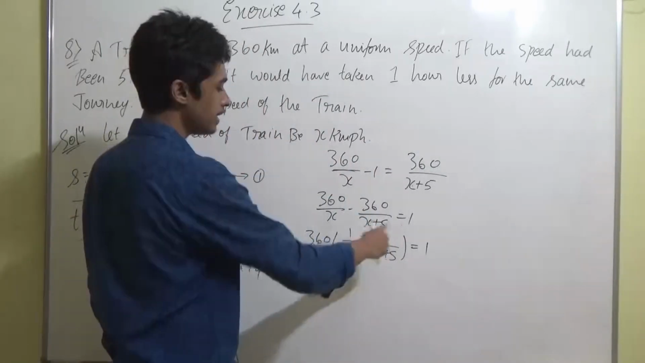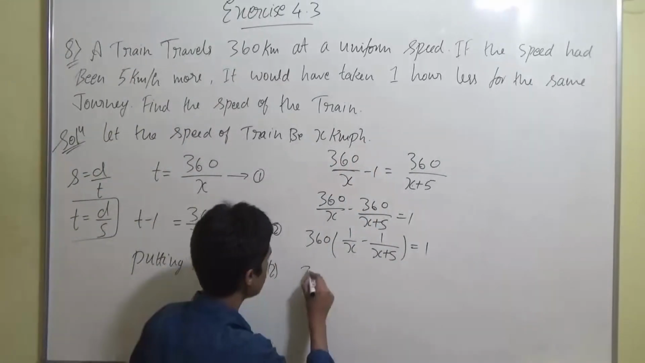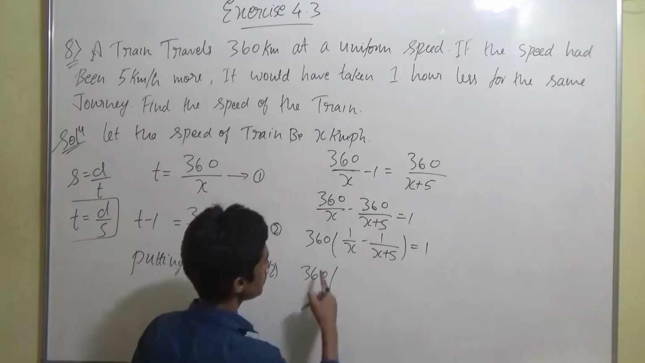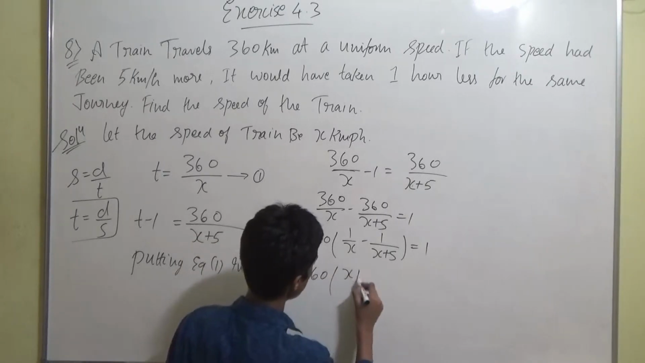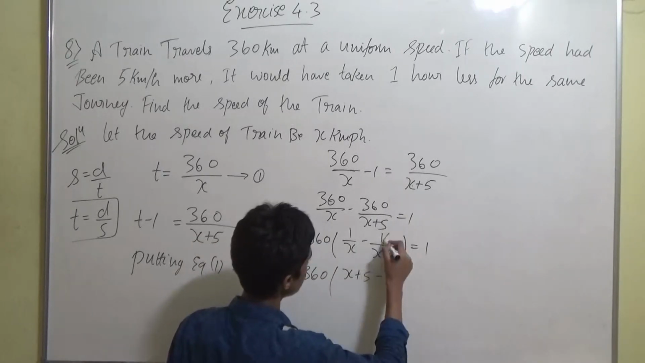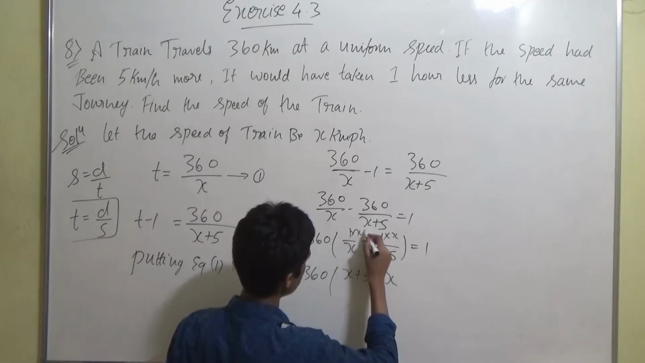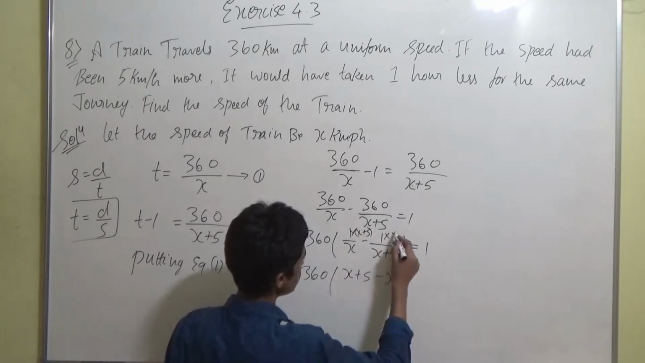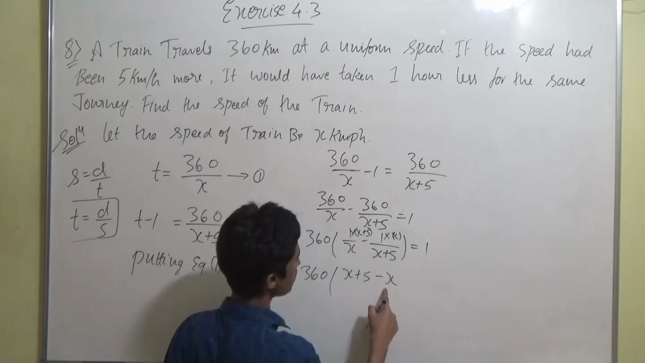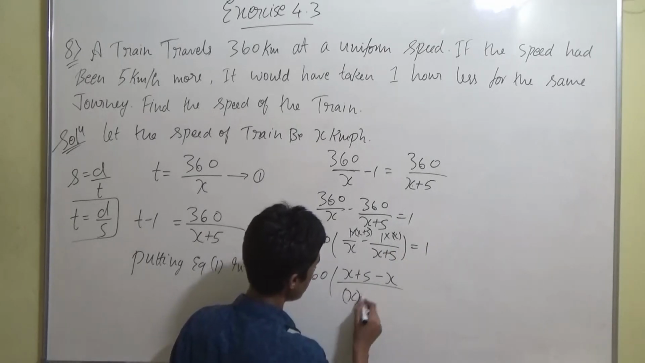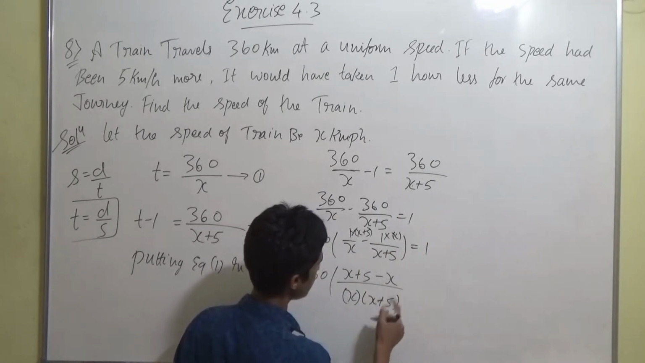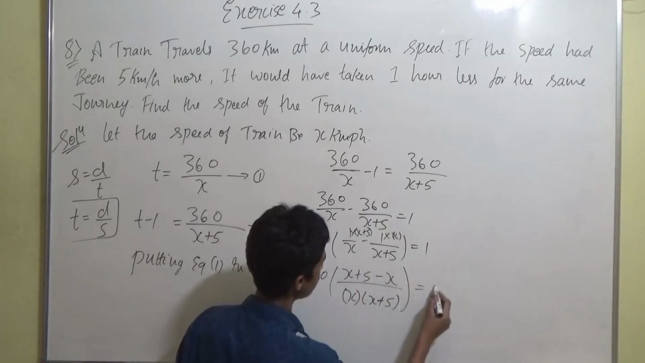Now what we'll do, now we'll take the LCM. If we take the LCM, it will become like 360 into x plus 5 minus x, into x, no, and here into x plus 5, right? So it will become like x plus 5 minus x by x into x plus 5. Getting it, these two will get multiplied equal to 1.